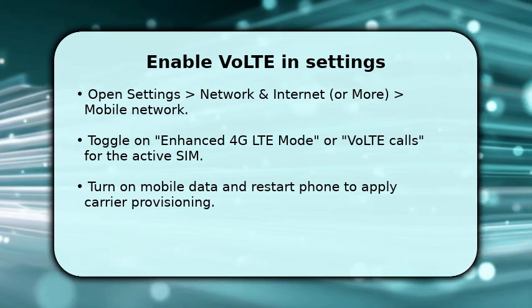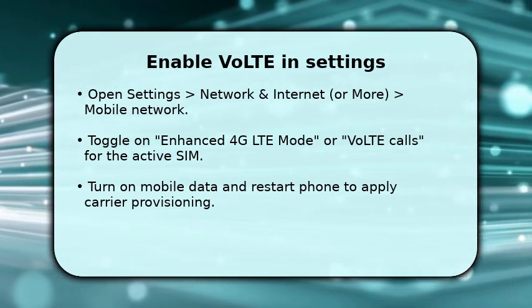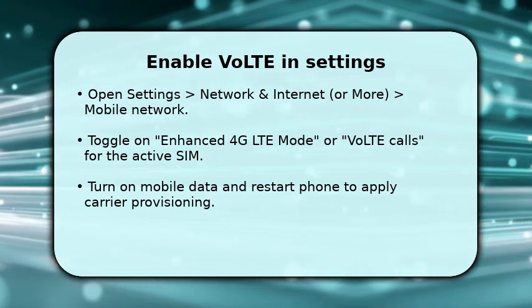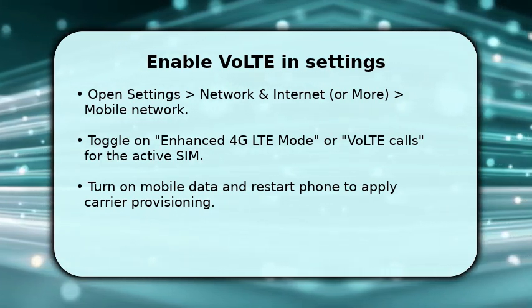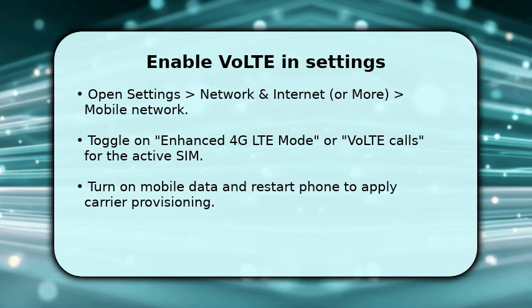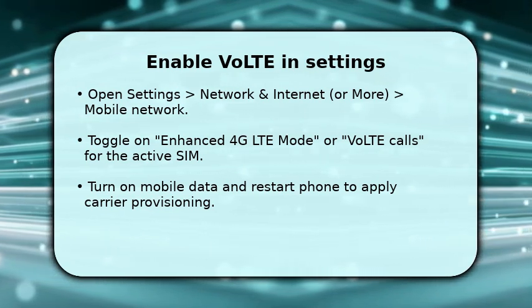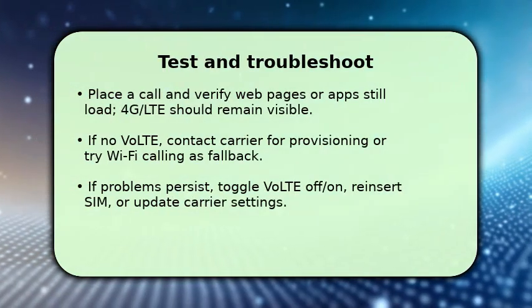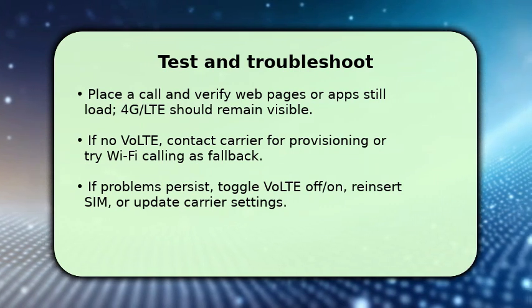After switching it on, make sure mobile data is enabled and restart the phone so carrier provisioning completes. Once restarted, the 4G icon should persist during calls, and data will remain active while you place or receive voice calls using LTE.